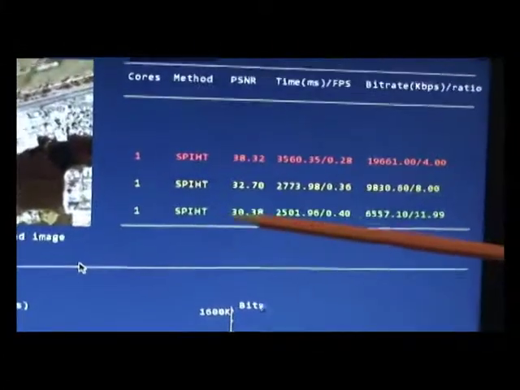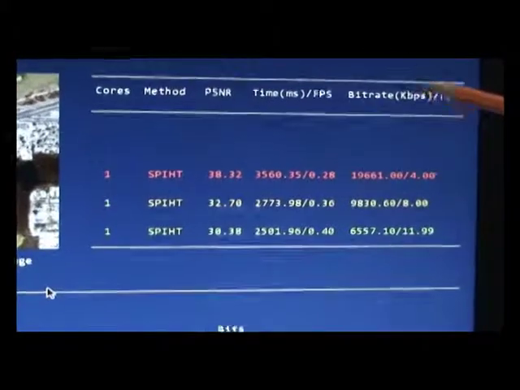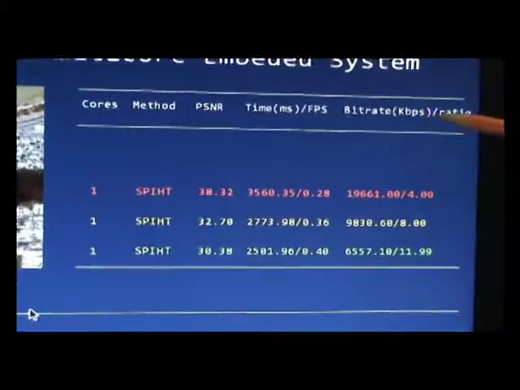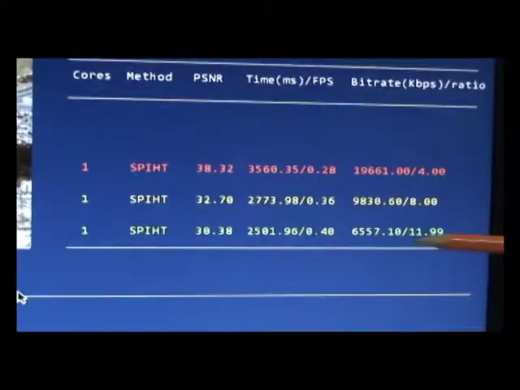This is the third experiment result. We can see its bit rate ratio is 12 to 1.